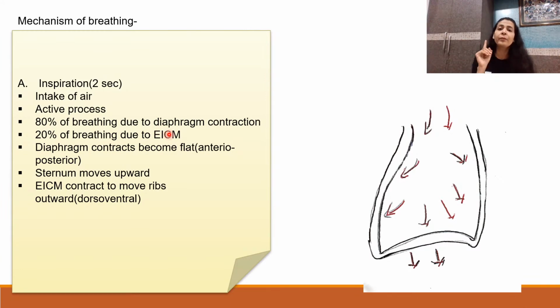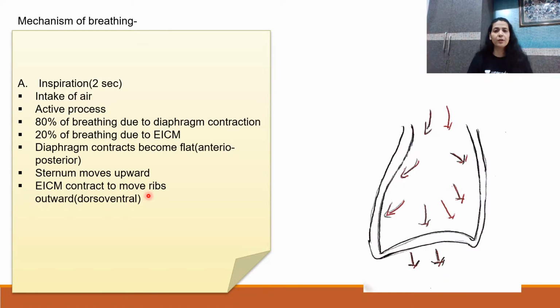Which intercostal muscles? External intercostal muscles. What happens to the diaphragm? Diaphragm becomes flat, in the anterior-posterior direction. The sternum moves upward. And external intercostal muscles contract. Ribcage also moves outward.